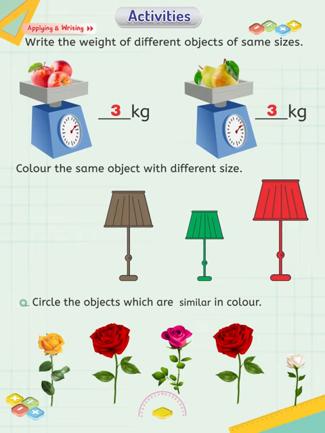Circle the objects which are similar in color. You see 5 roses here. They have yellow, red, pink, and white colors. Your task is to circle the roses having similar colors. So, what are you thinking about? Just hurry up and circle the red roses because they have similar color.